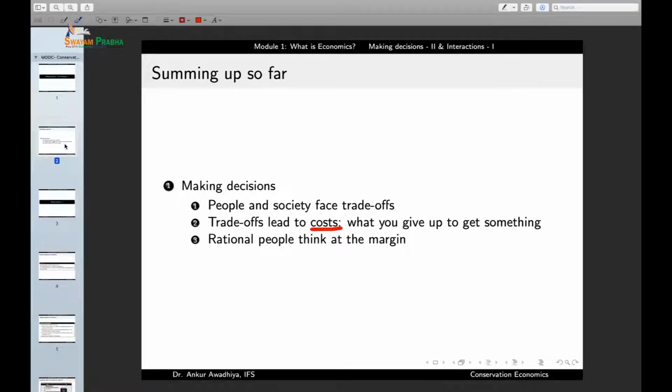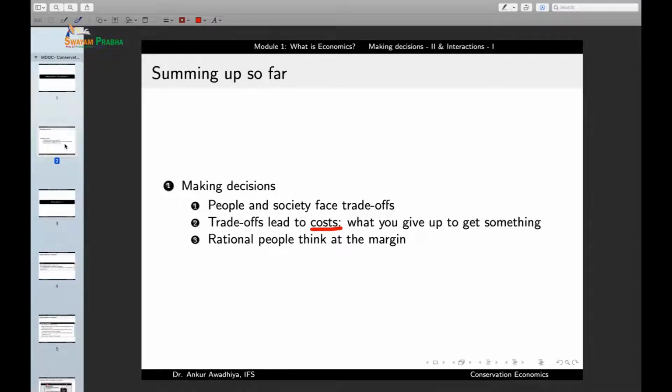The first one being that people and society face trade offs. So, whether it is at the level of an individual or it is at the level of the society, there are always certain trade offs. Now, what is a trade off? A trade off is something that, because your resources are limited, you can use your resources to get, say, object 1. And if you use your resources to get more and more of object 1, you will get less and less of object 2. So a simple example is that suppose we have two objects, we have ice creams and we have chocolates, and we have a limited amount of money with us.